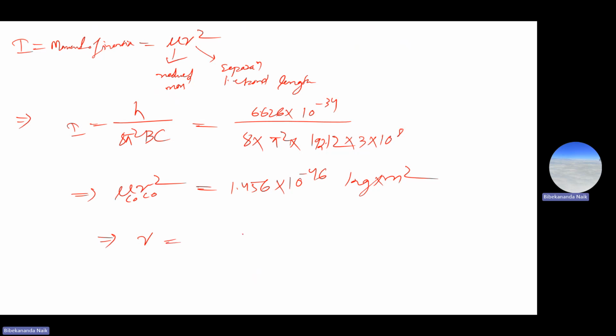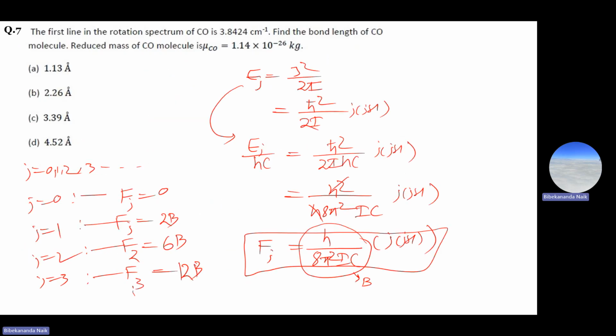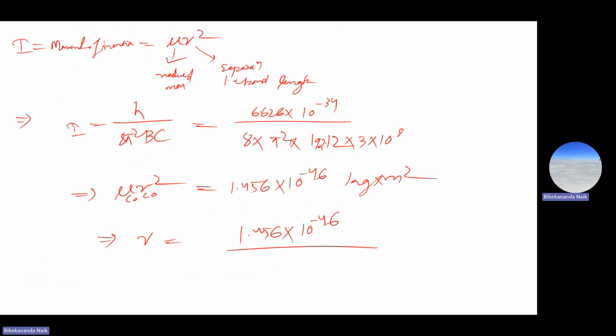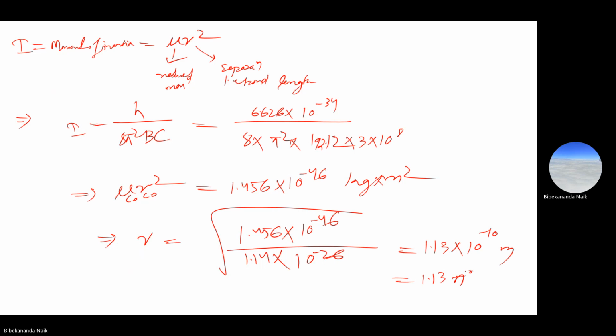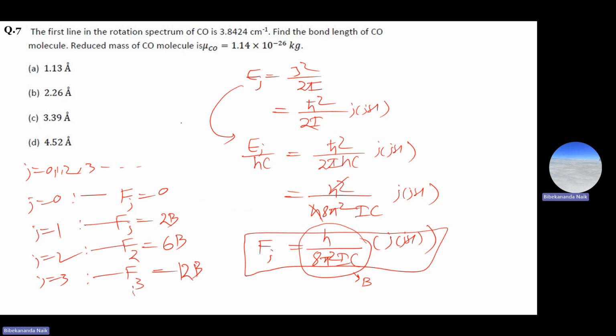So r will be 1.456 into 10 to the power minus 46 divided by the value of mu, which is given as 1.14 into 10 to the power minus 26, square root. If you calculate this value, it will give you 1.13 into 10 to the power minus 10 meter, which is 1.13 Angstrom. So the correct option will be option A, that is 1.13 Angstrom.